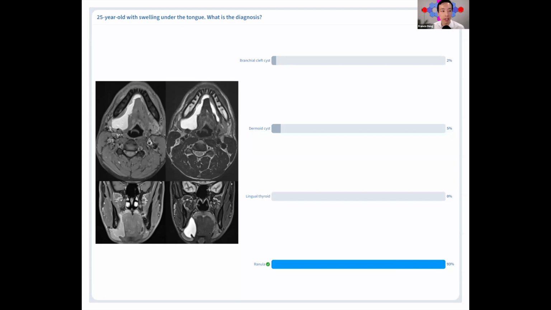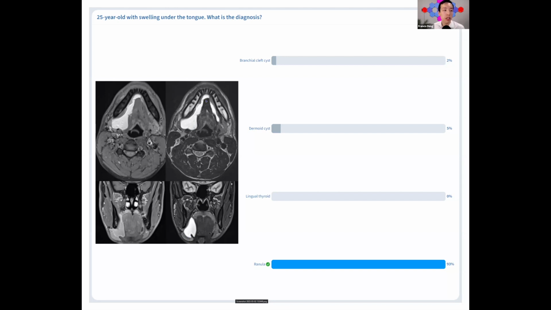Okay, the correct answer is ranula, which 93% of you got correct. The origin of the word ranula means little frog, because these patients present with swelling underneath their tongue, kind of like some frogs have a swelling underneath their chin. In this case, we have bilateral ranulae, or ranulas, and the one on the right is so large it is extending over the posterior edge of the mylohyoid muscle and diving into the submandibular space. So that's called a plunging ranula or a diving ranula.